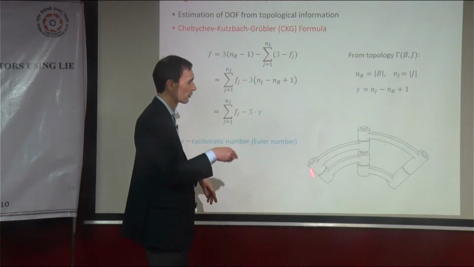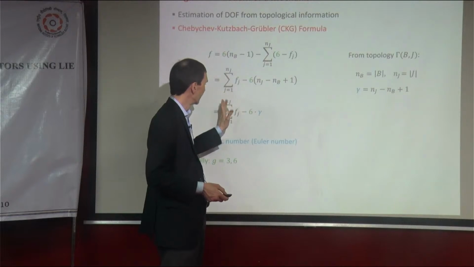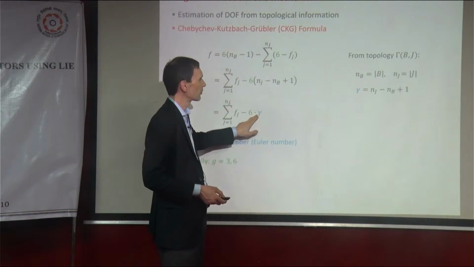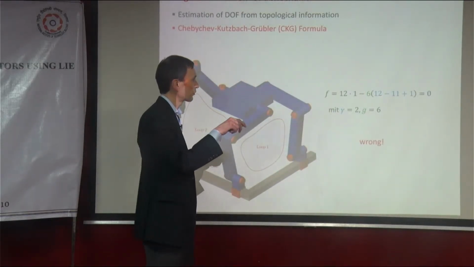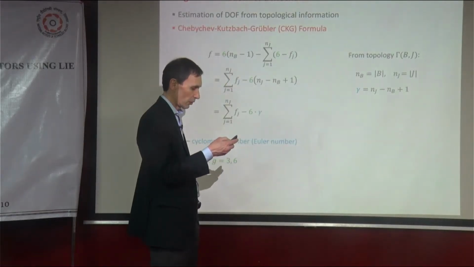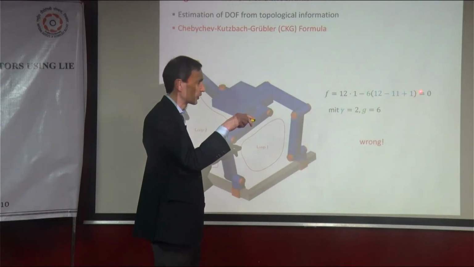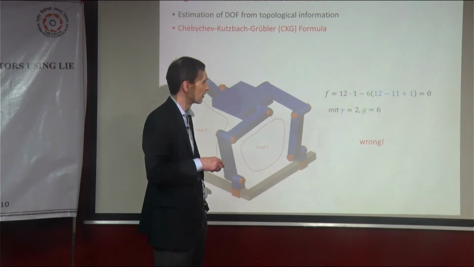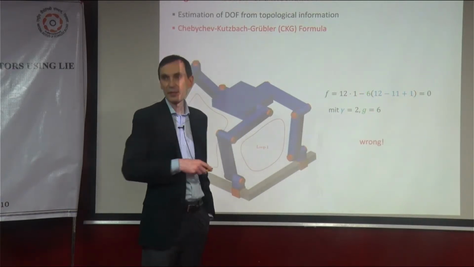Yeah, for this, for example, it works, right? So you have to sum up the joint degrees of freedom minus 6 times, and now comes this: the number of bodies minus the number of joints plus 1. Okay, this is apparently 2, that's right. So 12 minus 6 times 2 is 12, is 0, which is 1.